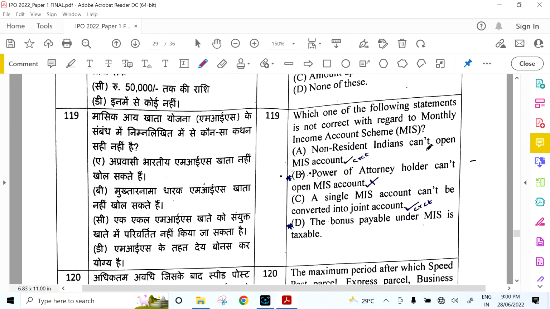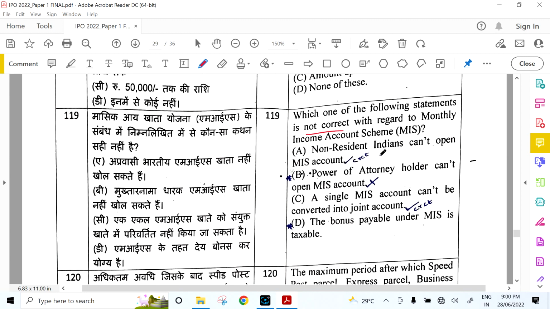Which of the following statements is not correct with regard to MIS? Non-resident Indians cannot open MIS account. Power of attorney holder cannot open MIS account. A single MIS account cannot be converted into joint. The bonus payable under MIS is taxable. This is not correct. You have to please post your answer in the comment section if you know it.